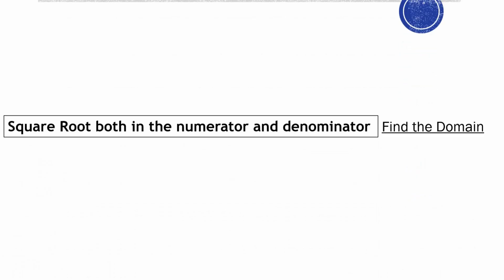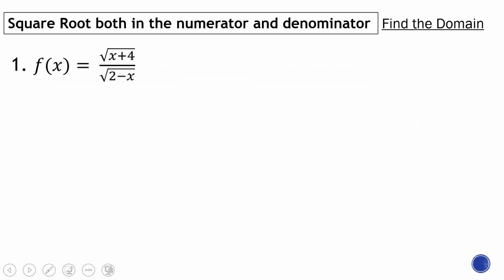So for this lesson, let's begin with the first example. We have here the function square root of x plus 4 over square root of 2 minus x. So there are two things we need to consider here, our numerator and the denominator. What we will do is find the domain of the numerator, and then find the domain of the denominator, then find the intersection of those two domains. Okay, let's begin with the first domain, which is the domain of x plus 4.